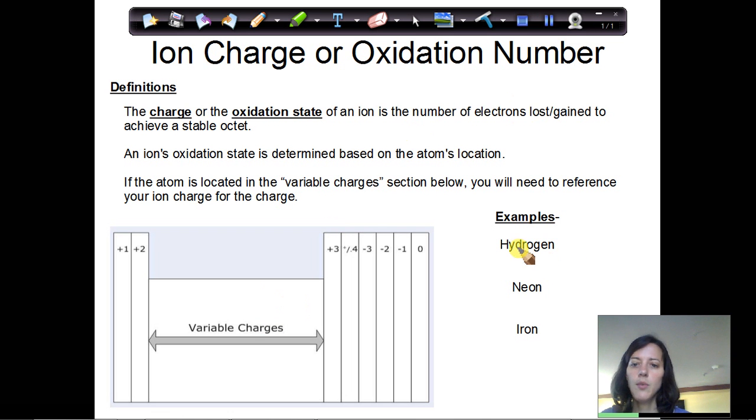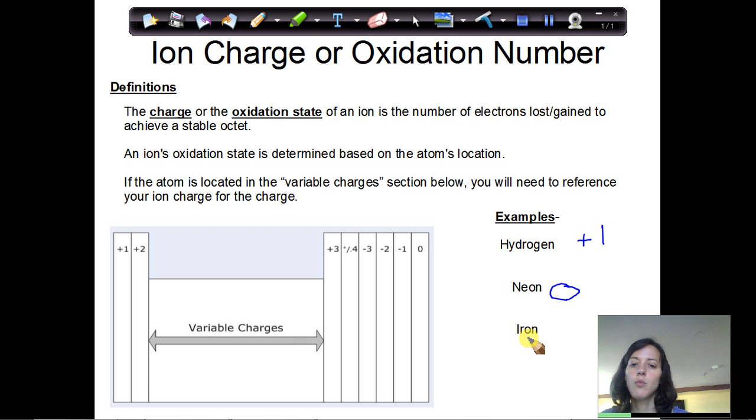So let's do a couple examples. Hydrogen, if you look on your periodic table, we'll see it falls at the top of column 1, so its oxidation state or its charge would be +1. Neon falls in column 18, it's a noble gas, so its oxidation state is 0.